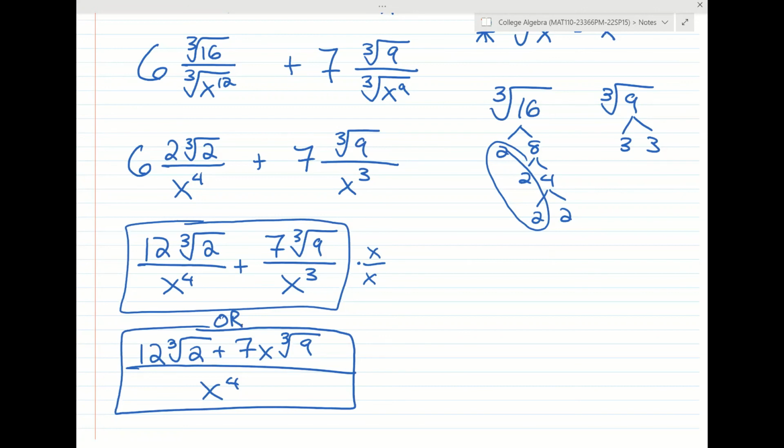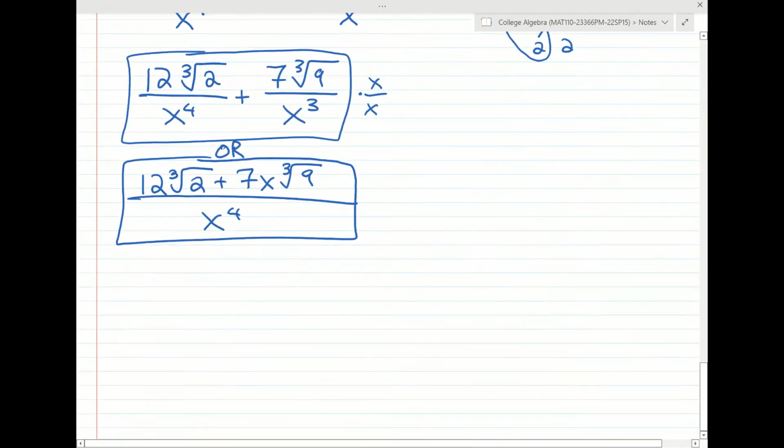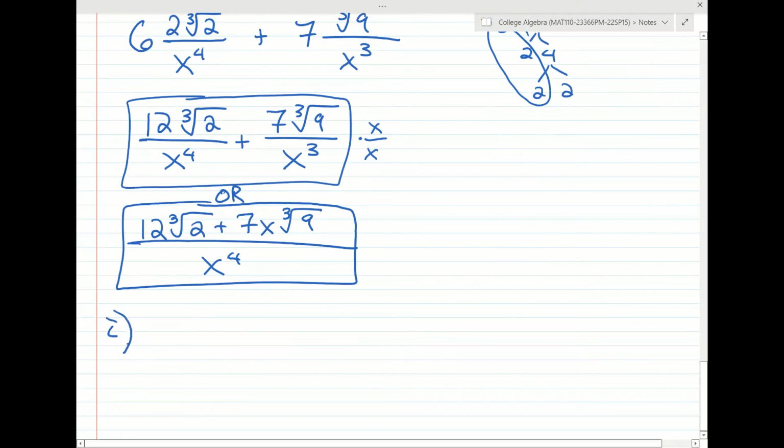There's one more problem that's very similar to this, and then we'll transition to our last section tonight. So if we had, let's say, 5 times the cubed root of 24 divided by y to the 9. Let me write it like this. Minus 4 times the cubed root of 7 over y to the 15.